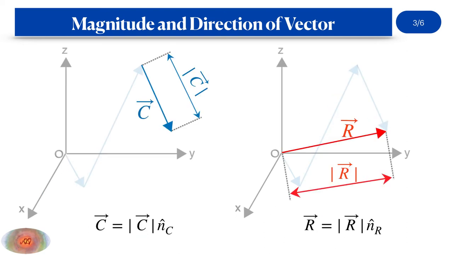Following a similar concept, each and every vector can be represented by the product of its magnitude and the unit vector associated with that particular vector. In this case, this direction represents n cap c, and in this case this direction represents n cap r, whereas their lengths are represented by the magnitudes themselves.